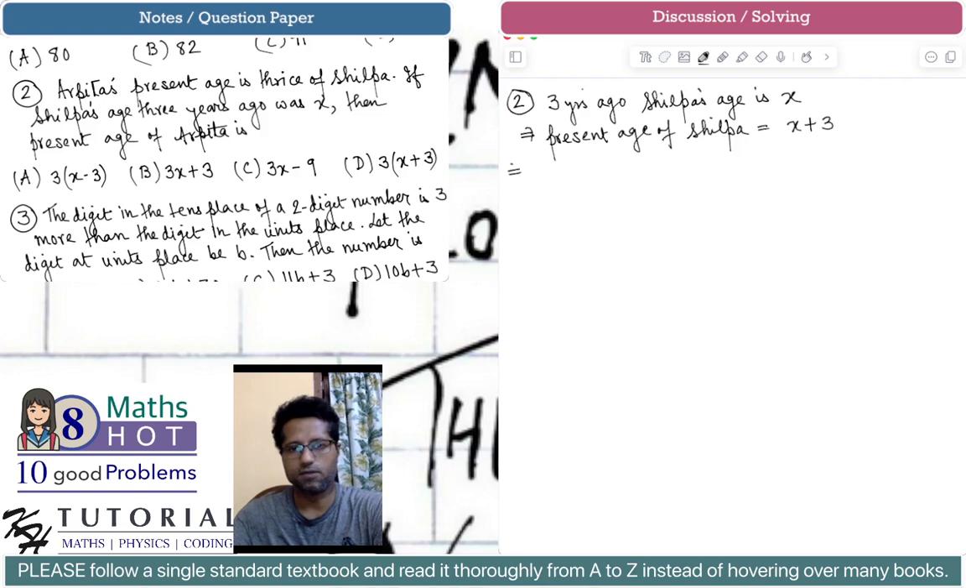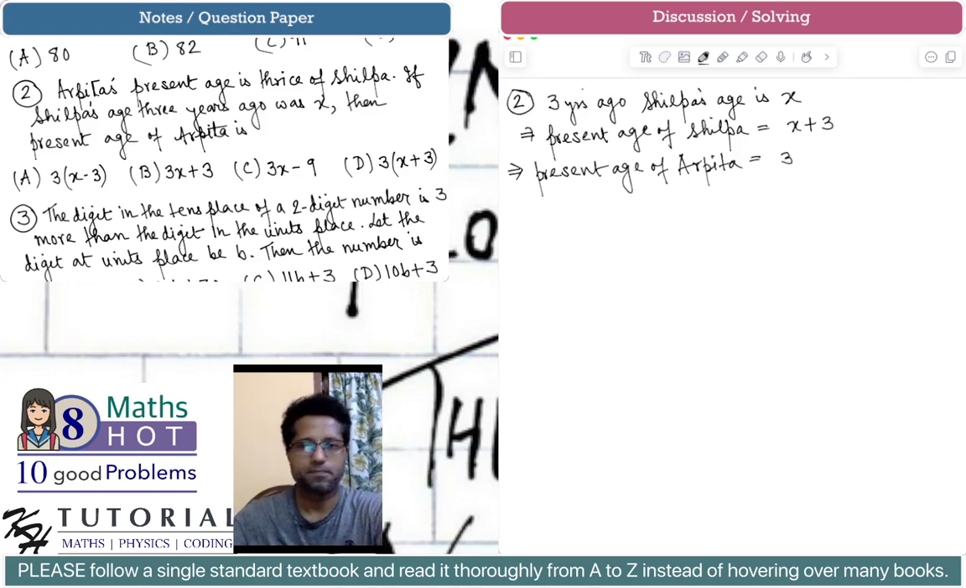Now it is also given that Arpita's present age is thrice that of Shilpa, therefore the present age of Arpita is equal to 3 times the present age of Shilpa, which is X plus 3. So Arpita's present age is 3 into X plus 3. The question is asking for the present age of Arpita, so the present age of Arpita is 3 into X plus 3.